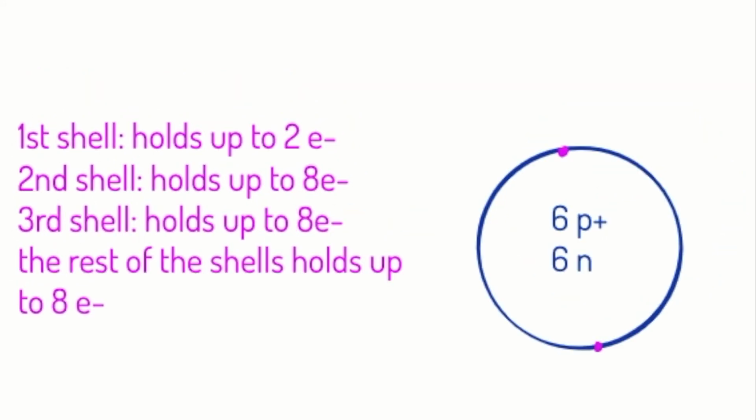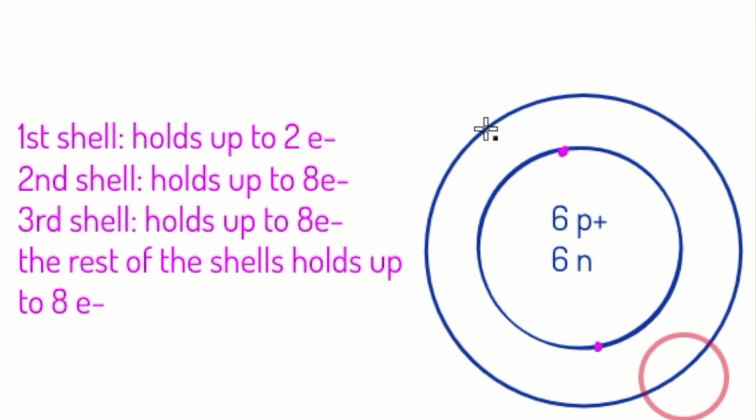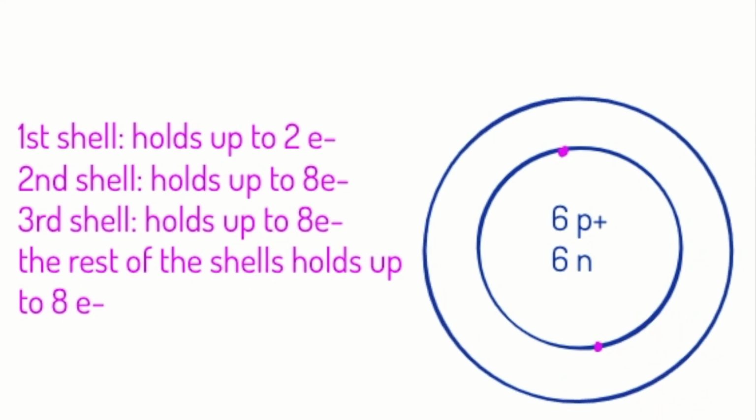Carbon has 6 electrons, and the first 2 are going to be in the first shell. Then I'm going to make another shell, the second shell, and it's going to go around the first shell, and this can hold up to 8 electrons. But I have 6 total. 2 are in the first shell, so that's 3, 4. This is 4, 5, 6. So this is what my Bohr diagram looks like for carbon.